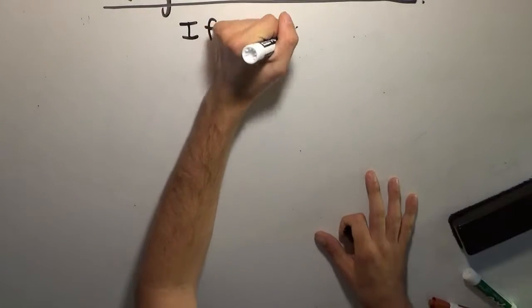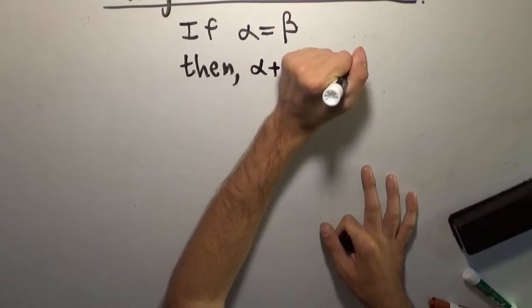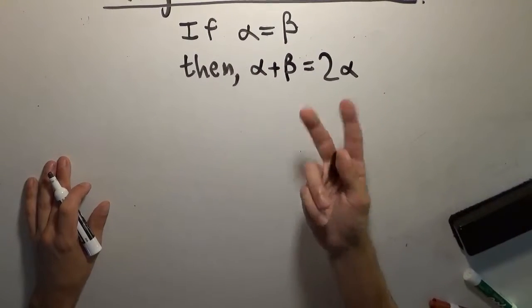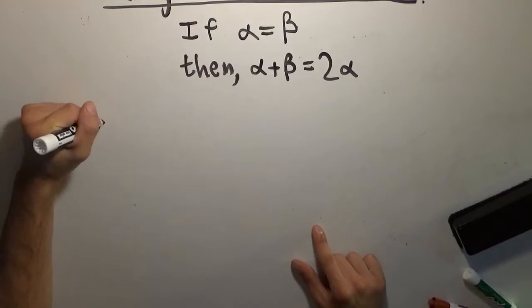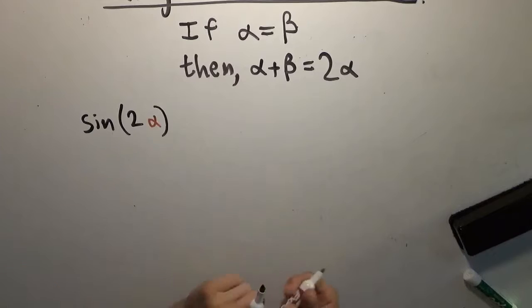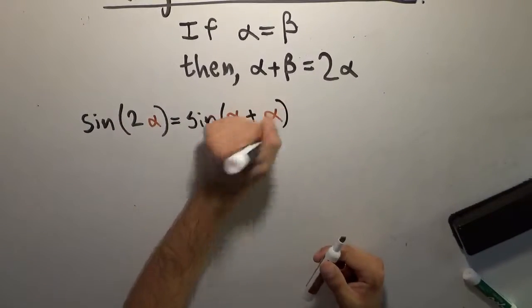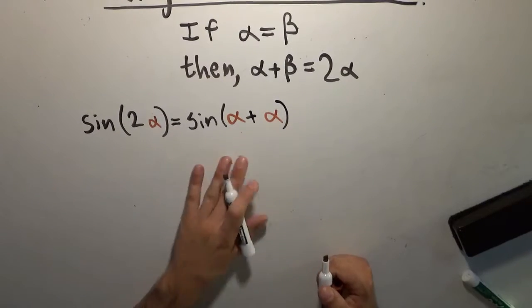If alpha equals beta, this implies alpha plus beta equals 2 times alpha. So we're going to be finding the trigonometric functions evaluated at double an angle that we know. The sine of 2 times alpha is simply the sine of alpha plus alpha, and all we have to do is plug alpha and alpha into both of the terms in the angle sum formula that we just showed.